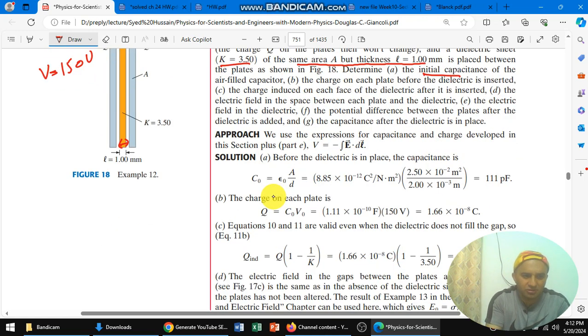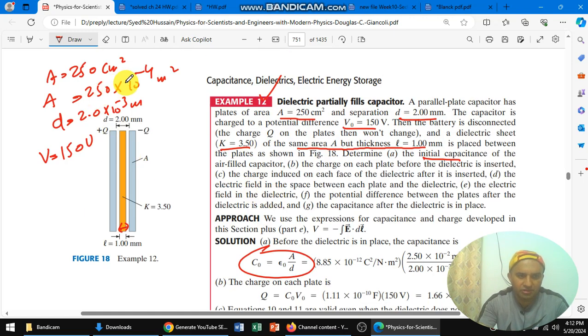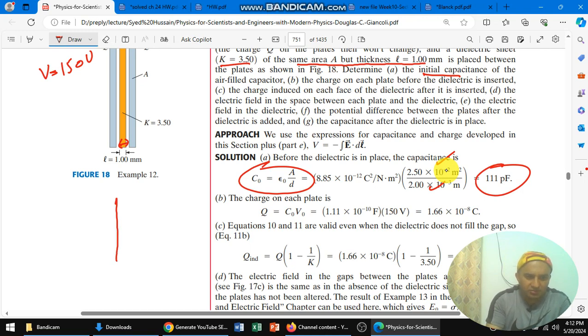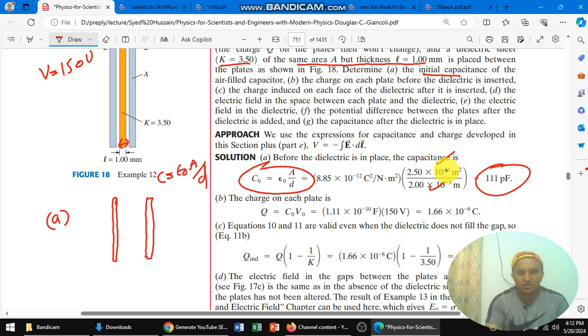So the initial capacitance, we use the simple formula C is equal to epsilon naught A over D, because the area is given as 2.5 into 10 to the minus 2, or 250 into 10 to the minus 4, the same thing. And the D separation is 2 millimeters. So we get 111 picofarad when there is no medium between the plates. So this is for A part. We use the simple formula C is equal to epsilon naught A over D.